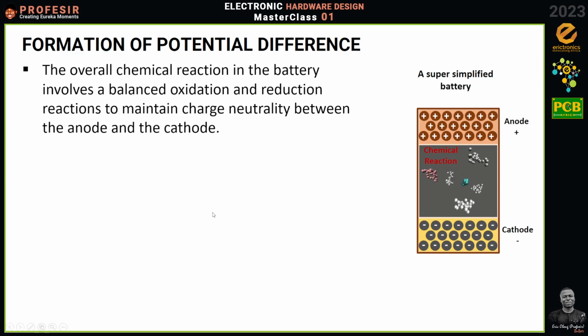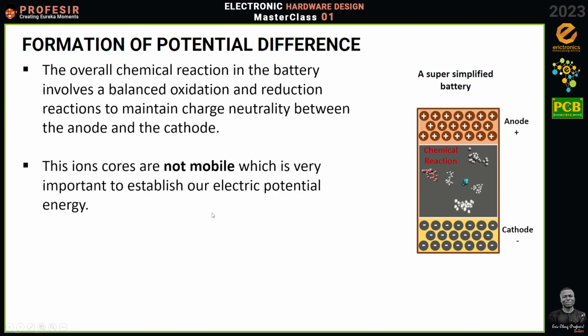Okay, all right. Now, so these ion cores are not mobile. We have already established that fact. These ion cores are not mobile, which is a very important thing for us.